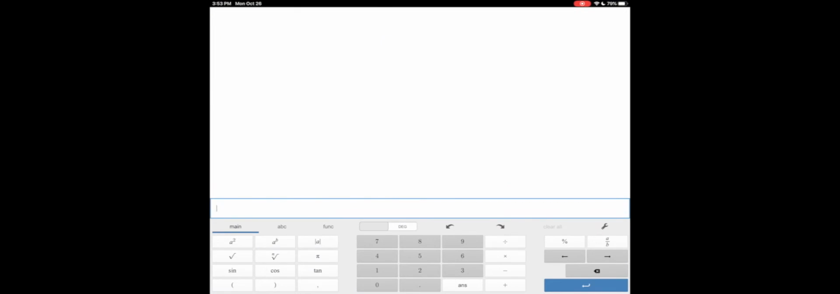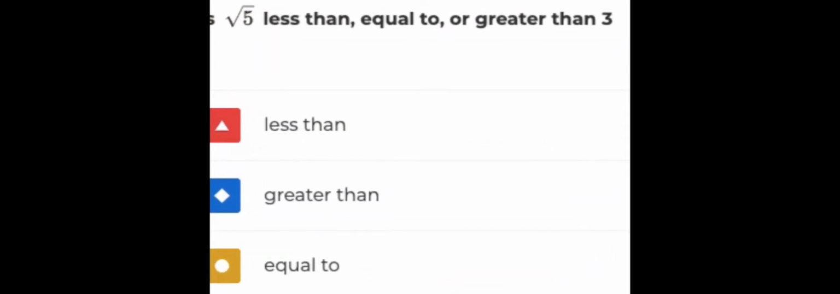So let's go through these Kahoot questions. First one, is square root of 5 less than, equal to, or greater than 3? To solve this, first you're going to go to your calculator. I'm using Desmos's calculator. I'll type in square root of 5, and you can see on the right it equals 2.2 something. And 2.2 is less than 3, so the answer is less than.